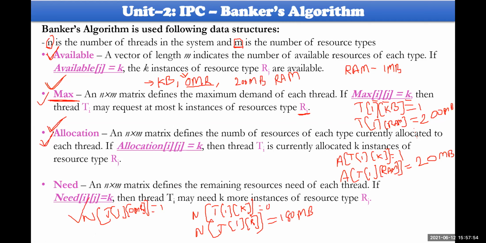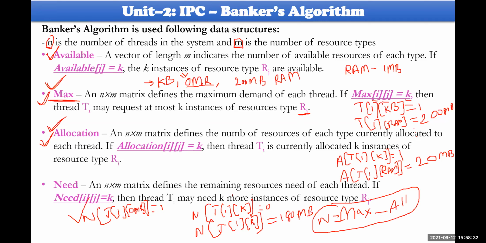This is the allocation matrix. This is the maximum matrix. And always you need to remember that need will always be calculated as the maximum matrix minus the allocation matrix. If you perform this manipulation, then you can understand how many more resources will be required by your thread to finish up. Okay, so these are the data structures.